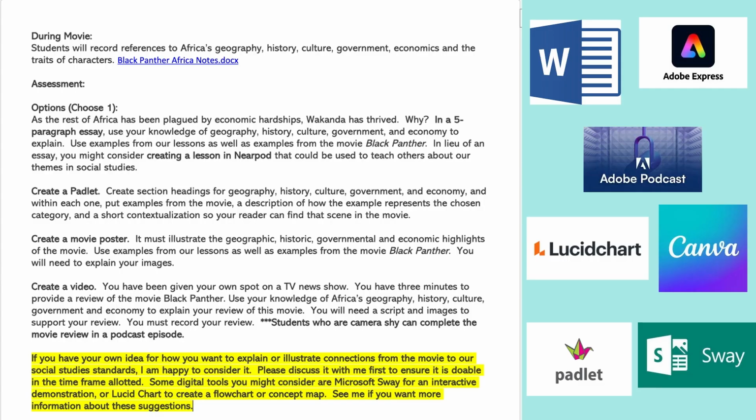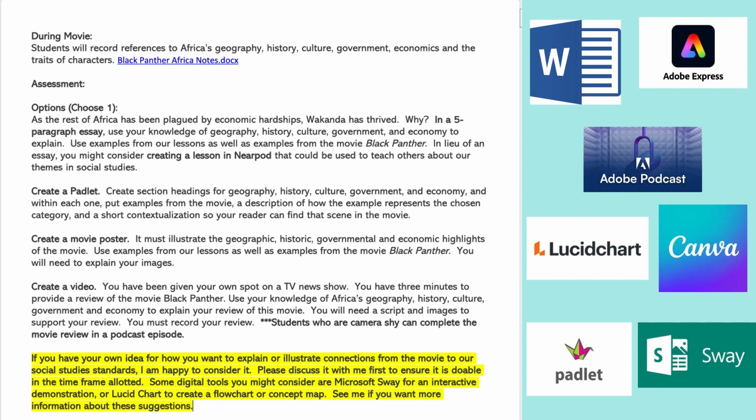In order to demonstrate their understanding, students are given some suggestions, but ultimately they are given some voice too. They have the option of writing a 5-paragraph essay with Microsoft Word in which they describe the reasons why Wakanda was able to thrive while the rest of Africa was colonized by Europeans, stripped of its natural resources, and left to rebuild in conflict. They could create a Padlet where they create headings for each major domain and then provide examples and a contextualization for each.